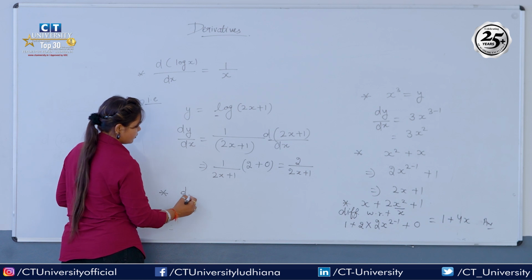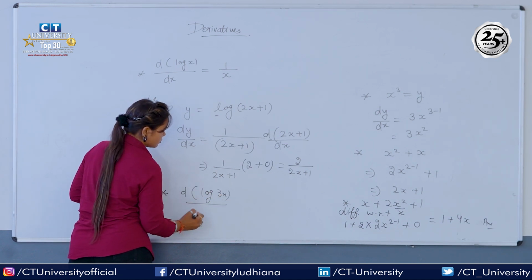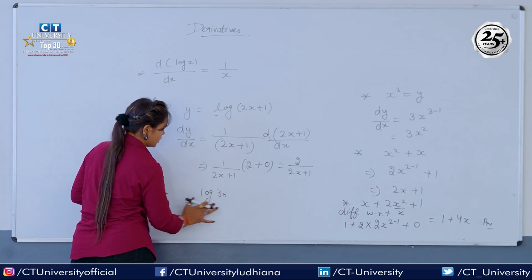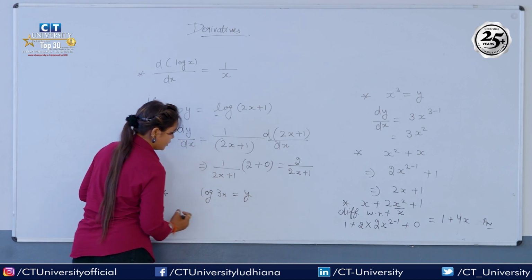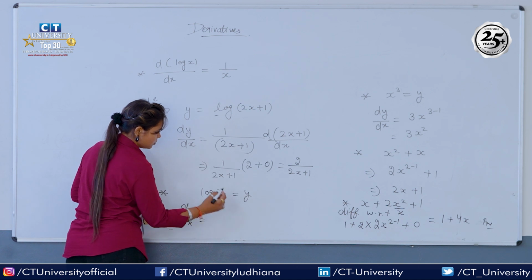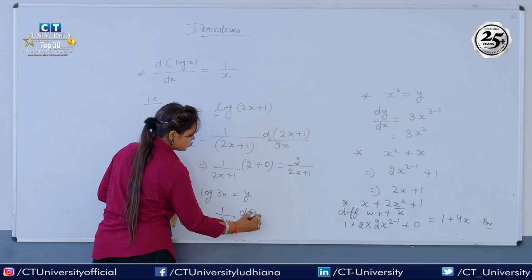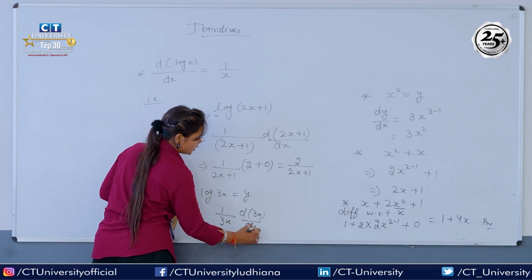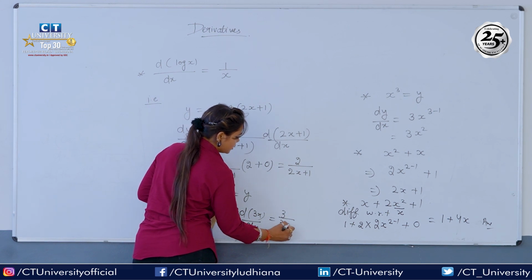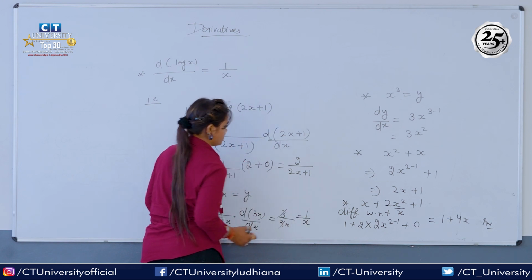Next example, the derivative of log 3x. Find the derivative of log 3x, which is equal to y. dy by dx is equal to 1 by 3x, times the derivative of 3x with respect to x, which is 3 by 3x. The 3 and 3 cancel out, giving 1 by x.